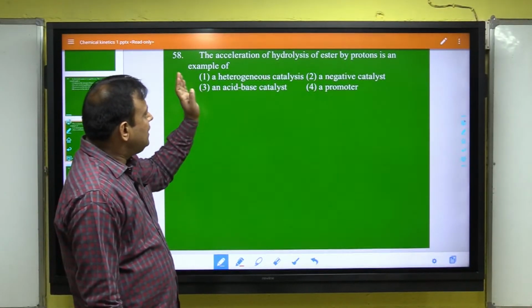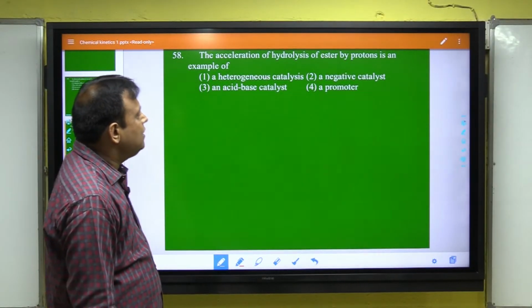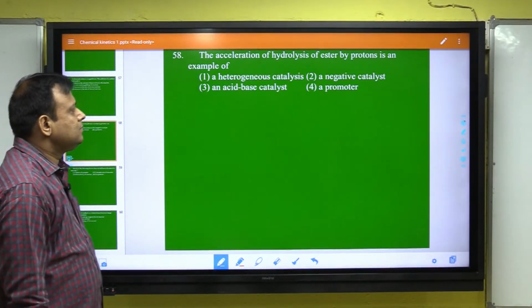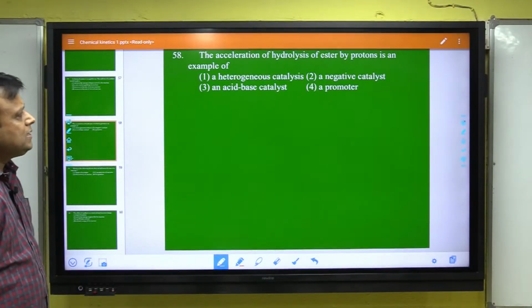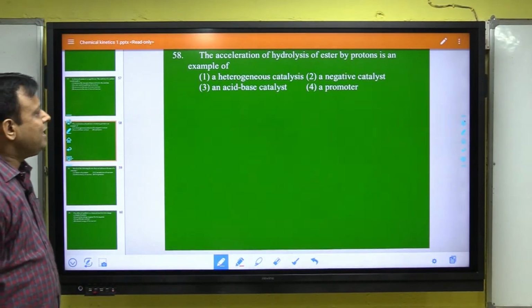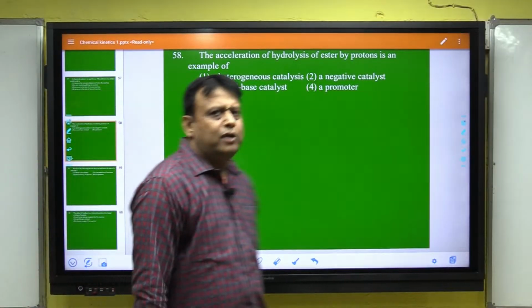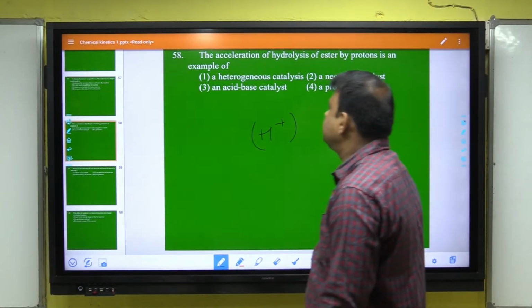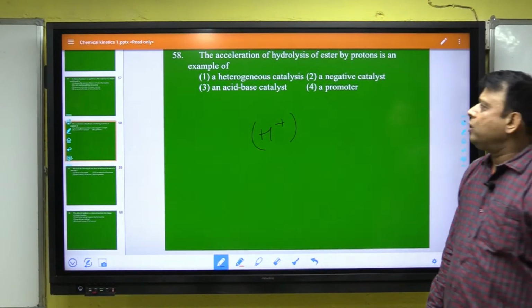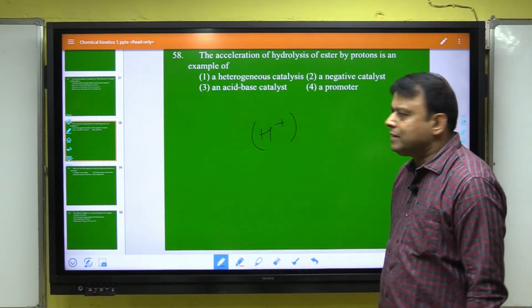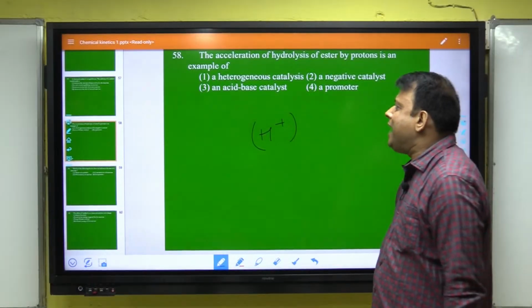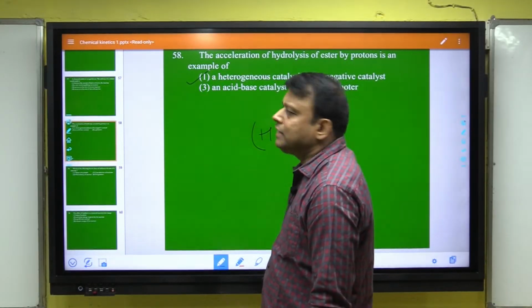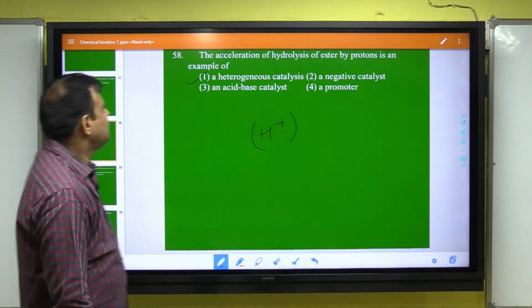The acceleration of hydrolysis of ester by proton is an example of, listen, the hydrolysis of ester by proton is an example of, ester का जो हाइड्रोलाइसिस होगा, प्रोटॉन दैट मीन्स H प्लस, तो हाइड्रोलाइसिस ऑफ रिएक्शन है तो H प्लस का, इसको आप हाइड्रोजिनेशन कैटालिसिस बोलेंगे। क्लियर?